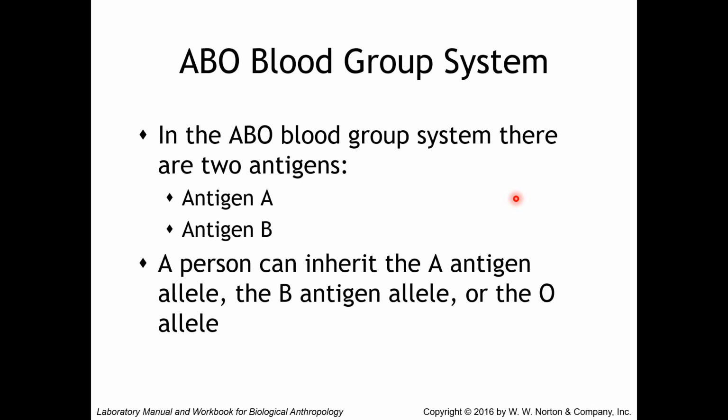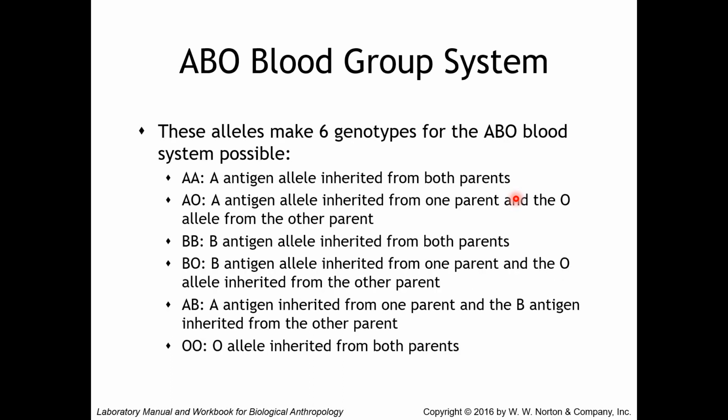The alleles for these antigens are found at one genetic locus, which means that ABO blood type is a Mendelian trait. But a person can inherit the A antigen allele, the B antigen allele, or the O allele. The O allele is expressed as having neither antigen on the blood cell surface. So these alleles make 6 genotypes for the ABO blood system.